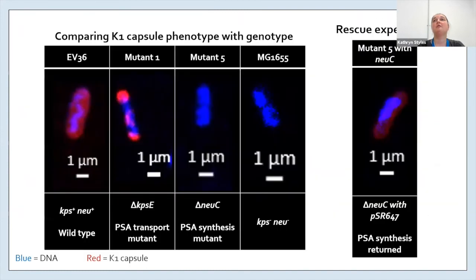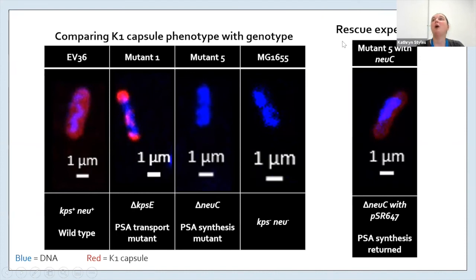So just to cross-reference that with what we saw in the microscope images: mutant 1 seems to be a mutant in transport. This would make sense. It's still fully making the polysialic acid, but then it's taking it to the poles of the cell, or sometimes we find it clustered throughout the cell. And mutant 5 was defective in the actual synthesis. As you'd expect, you get absolutely no polysialic acid.